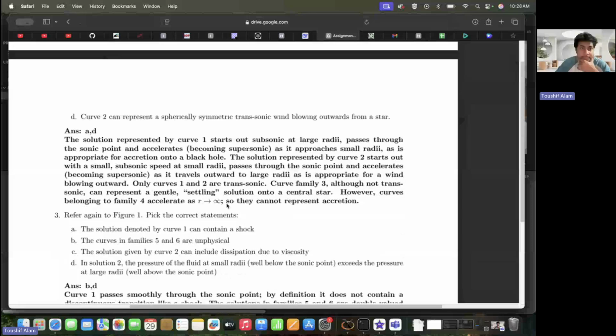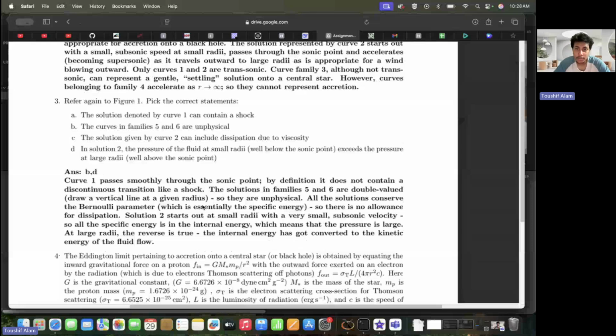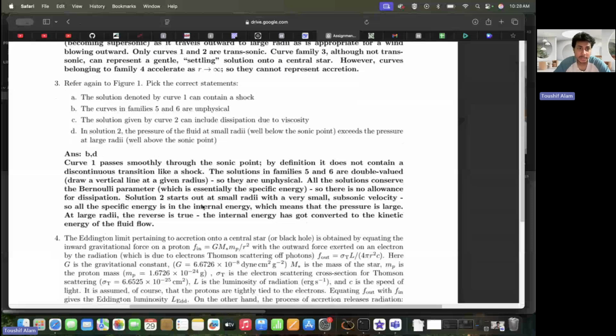Refer again to figure 1, and pick the correct statements. The solution denoted by curve 1 can have a spontaneous shock. Curves in families 5 and 6 are unphysical. The solution given by curve 2 can include dissipation due to viscosity. In solution 2, the pressure of the fluid at small radii, probably at the sonic point, exceeds the pressure at large radii. The answer will be B and D.